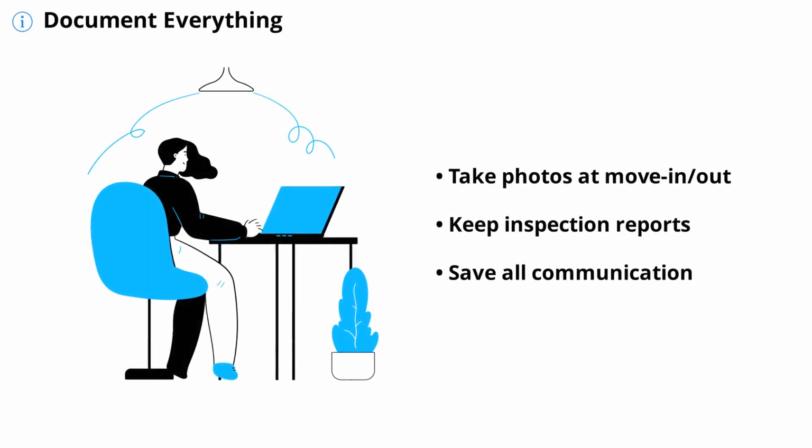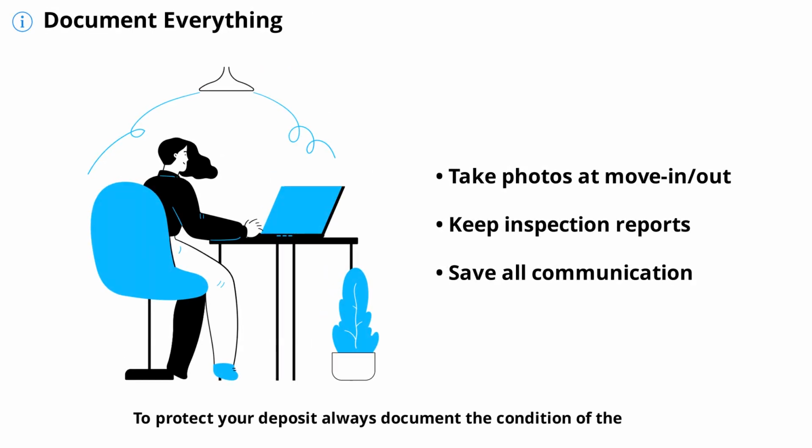To protect your deposit, always document the condition of the property when you move in and out. Take photos, keep copies of inspection reports, and save all communication with your landlord. This evidence can be invaluable if you need to dispute deductions or prove the property's condition.